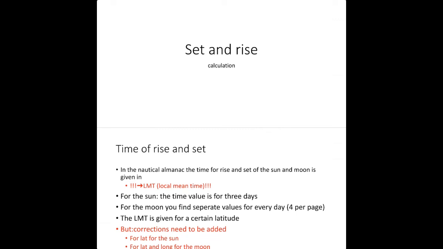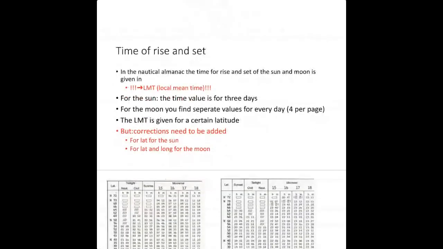Now we get to the core of this recording. How can we calculate sunset and sunrise? The time of sunset and sunrise is mentioned in the Nautical Almanac on the daily pages for the sun and the moon. You can assume that it is given in local time.